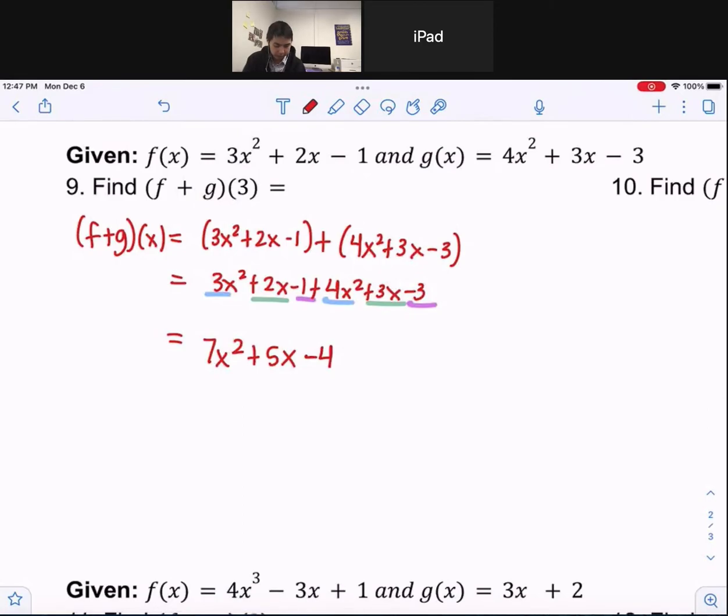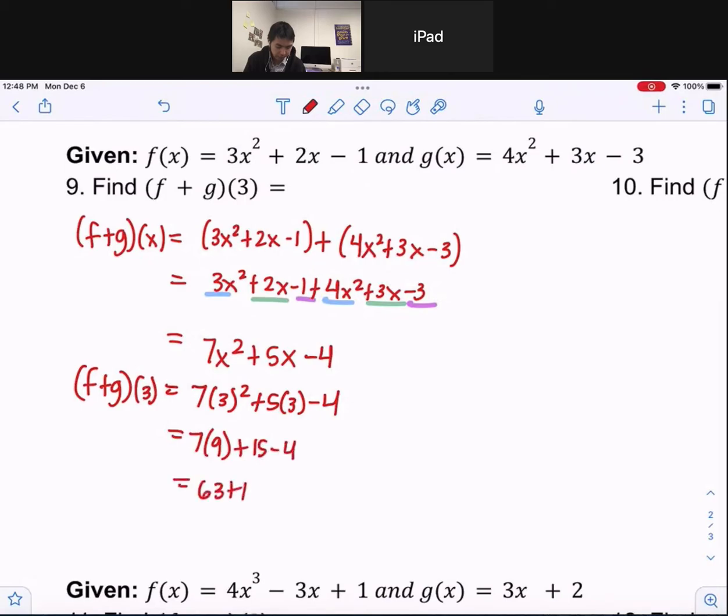Now, we need to solve for when x is 3. So for f plus g of 3, everywhere we see an x, it now is a 3. So 7 times 9, plus 15 minus 4. 63 plus 15 minus 4, which is 74. So number 9, the value is 74.